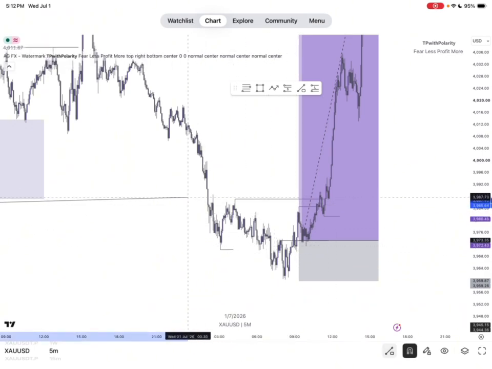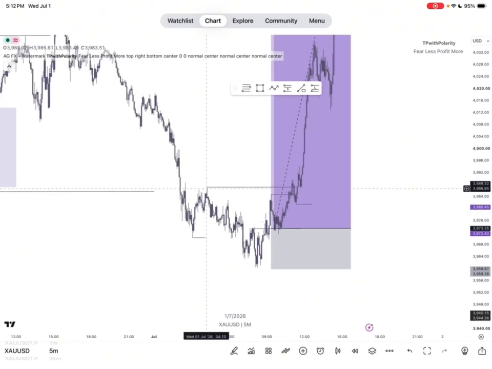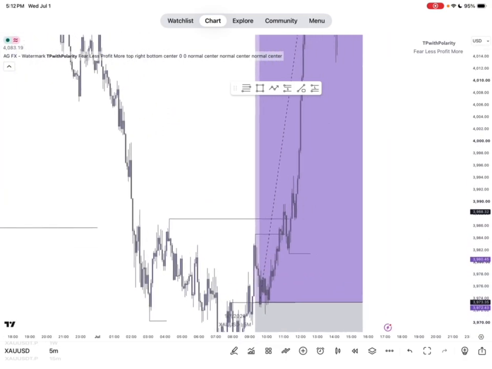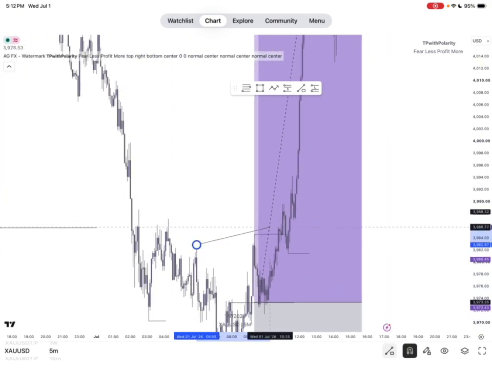I haven't saved this chart before. I think I'll share it on the Telegram channel. So this was my invalidation point. This was my invalidation high.